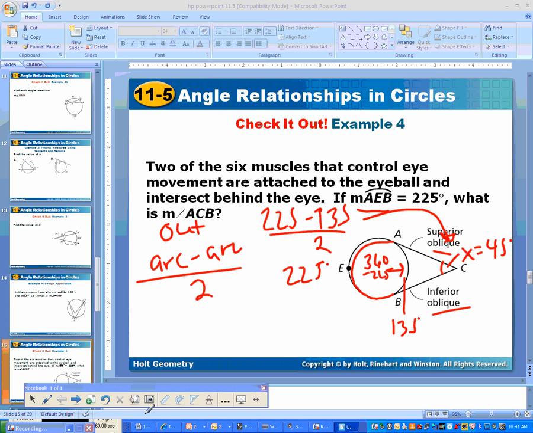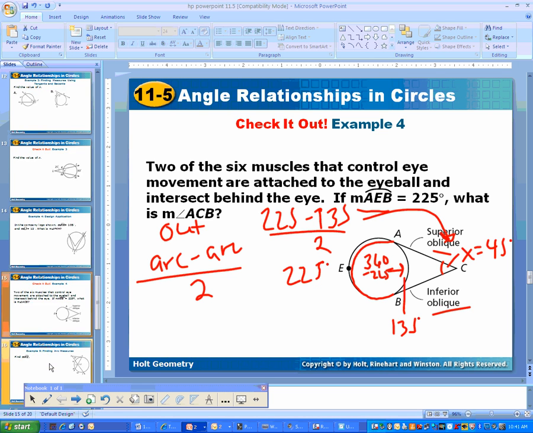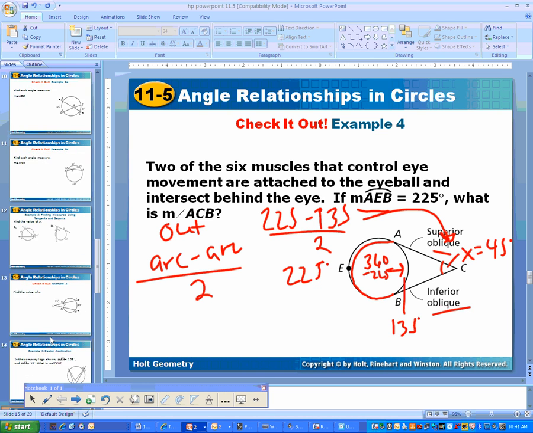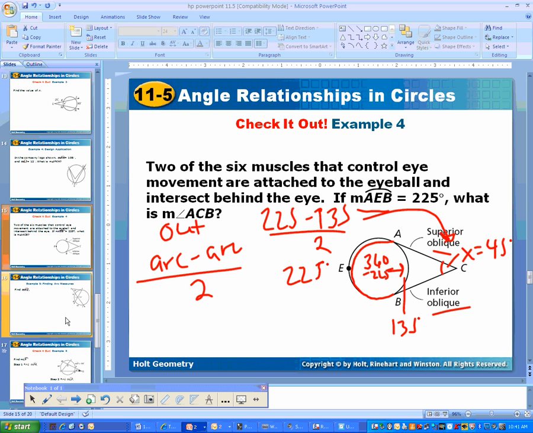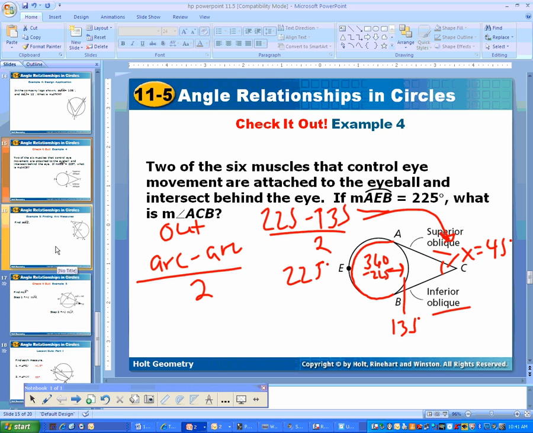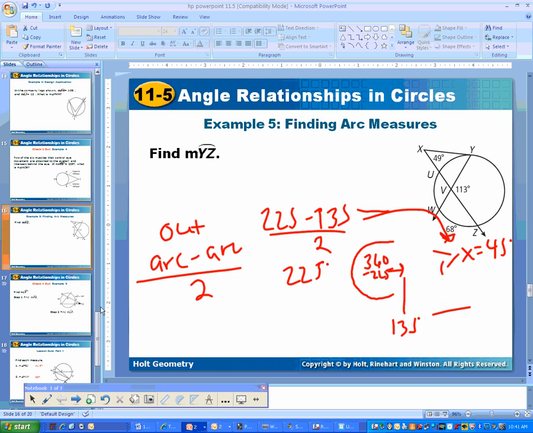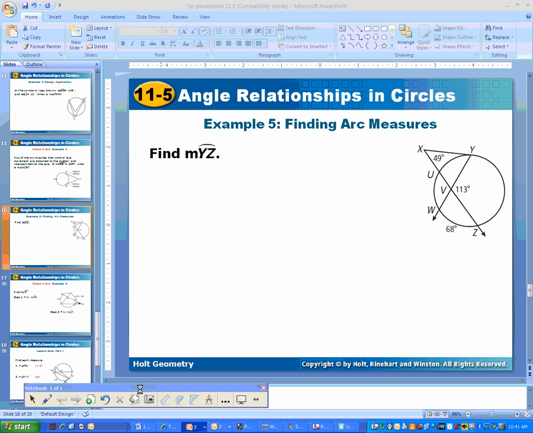So again, just to recap what we did today, we talked about 3 different formulas that you could use to find out what measures are in a triangle. And here's just one last question I'm going to give you guys. So find measure of arc YZ. YZ, so the shortest distance. I'm going to say it's this one. I'm thinking that's what they want us to do.